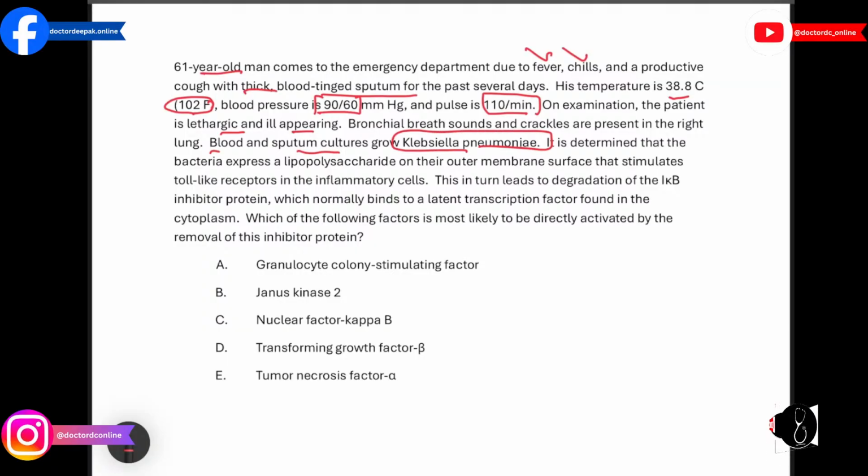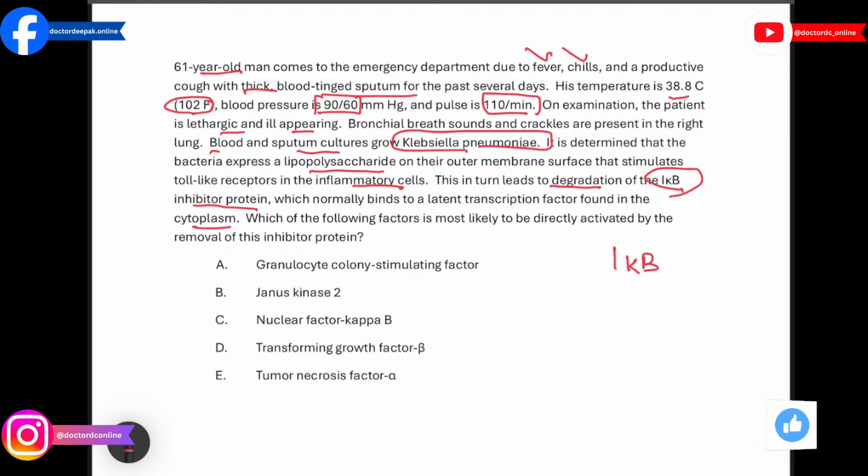It's determined that the bacteria express a lipopolysaccharide on their outer membrane surface. This stimulates toll-like receptors in the inflammatory cells. This in turn causes degradation of the IKB inhibitor protein, which normally binds to a latent transcription factor found in the cytoplasm. Which of the following factors is most likely activated by the removal of this inhibitor protein?